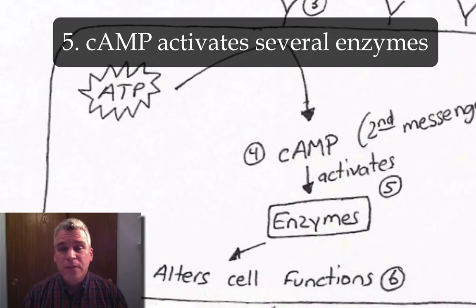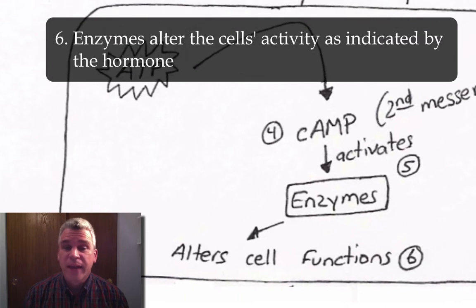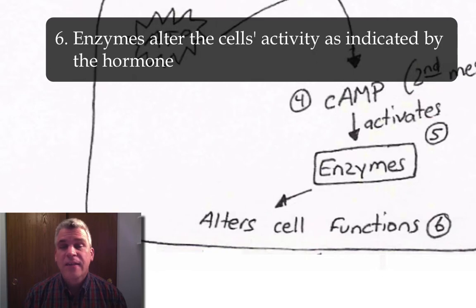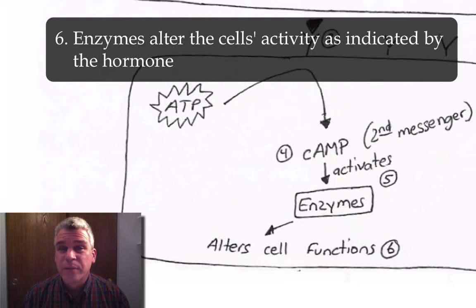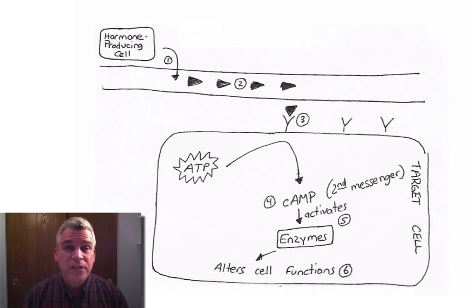Now cAMP is going to activate several enzymes, which are proteins that are already found in the target cell. These have been pre-made. Once these enzymes have been activated in step six, that can then alter the function of that cell. So you can see there's some differences between the steroid hormones and the non-steroid hormones and how they work.